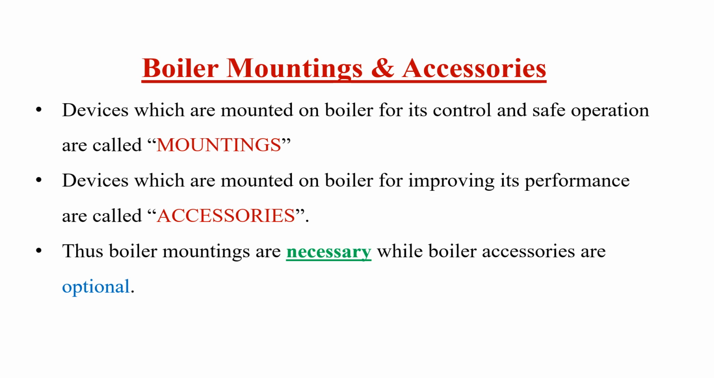And the second kind: the devices which are mounted on the boiler for improving its performance are called accessories. That means if you are satisfied with the existing performance, accessories are not required. So the boiler mountings are necessary or compulsory items, while the accessories are optional. If you want more performance, more easiness, and some facilities, more comfort is needed for the control and operation, so you need accessories.